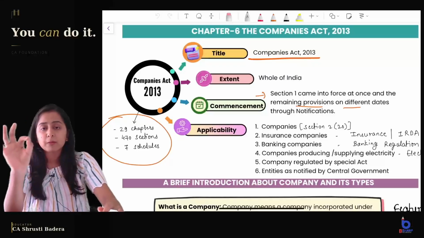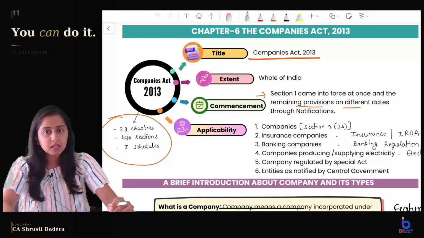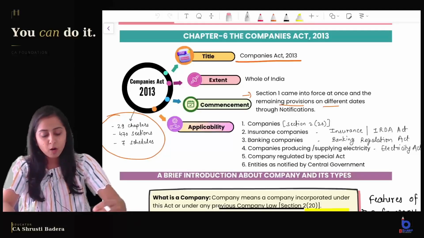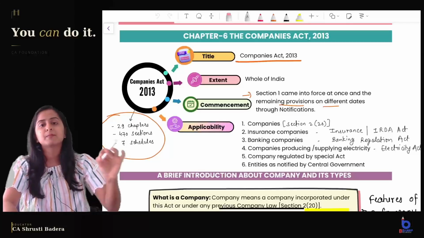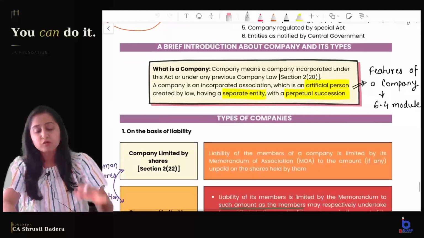That is, you have to remember 6 points. But in case of insurance, banking and companies producing electricity, the respective acts will override. That means if the provisions are inconsistent, in case of an insurance company with the Insurance Act or IRDA Act, in case of an electricity company with the Electricity Act, or in case of banking companies with the Banking Regulation Act, then the respective act will be followed. That is about applicability. Now, what is a company?